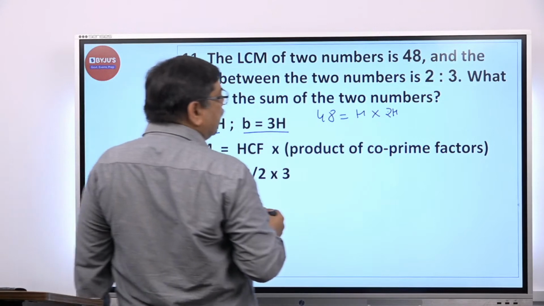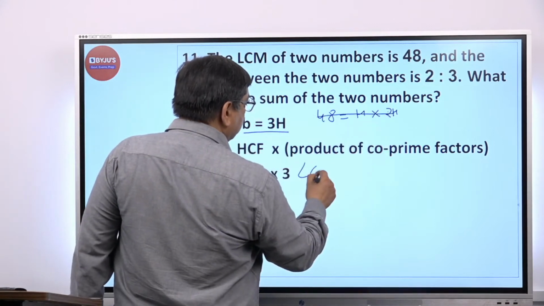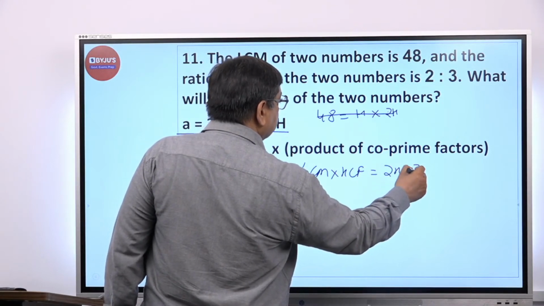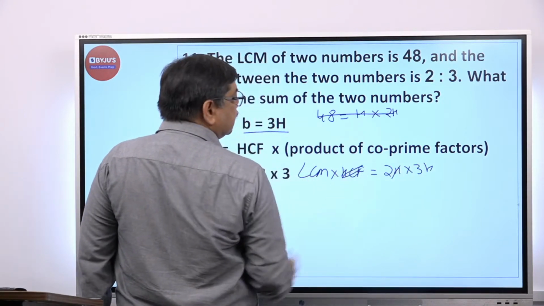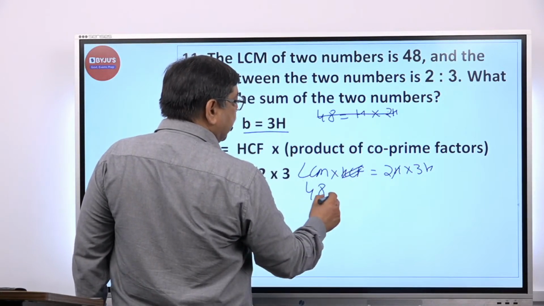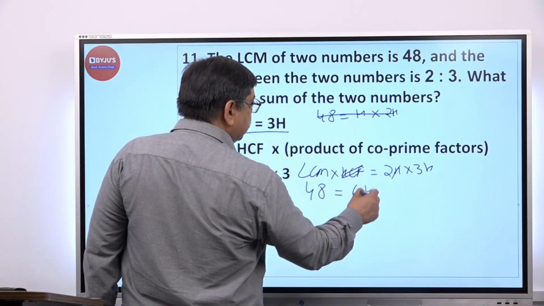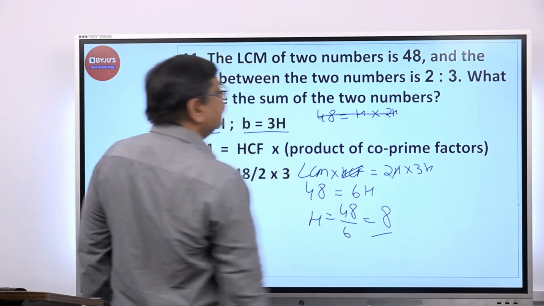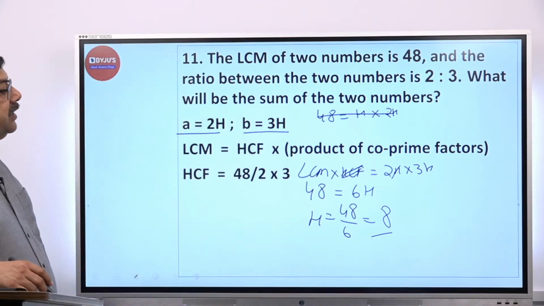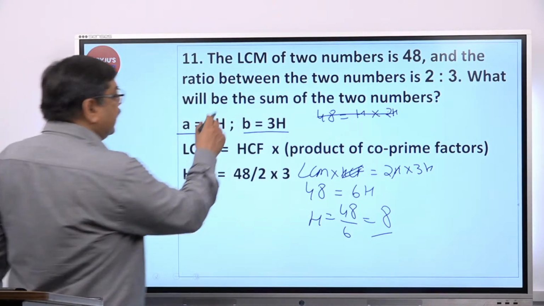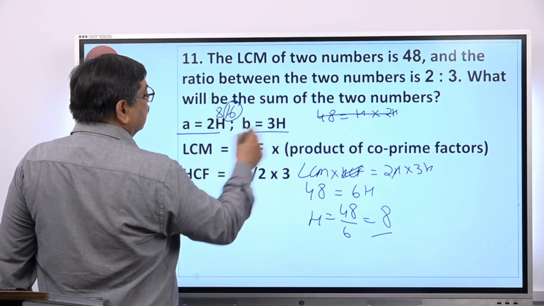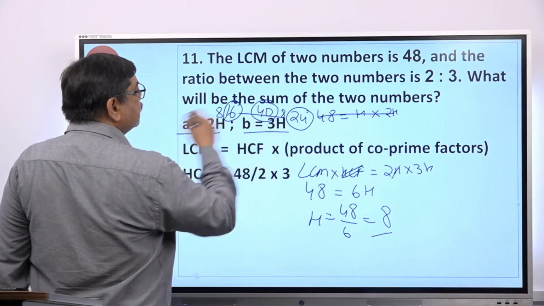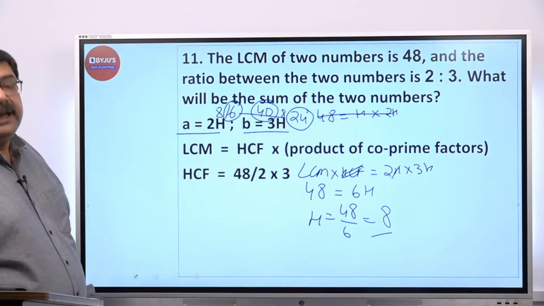So basically, in that particular formula, LCM into HCF is equal to 2H into 3H. So the H here will cancel. LCM is given as 48, okay? Now that is 6H. So H here is nothing but 48 by 6, that is 8. So when H is 8, this number is 16, and this is 24. So the sum of the two numbers here will be 40.